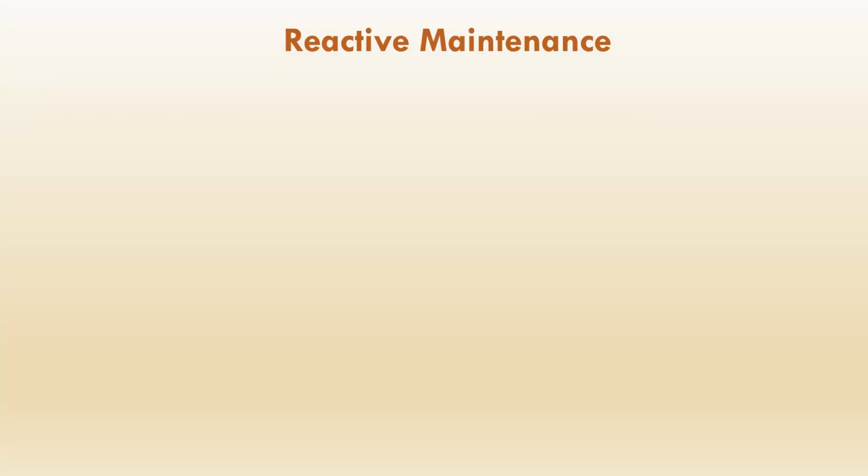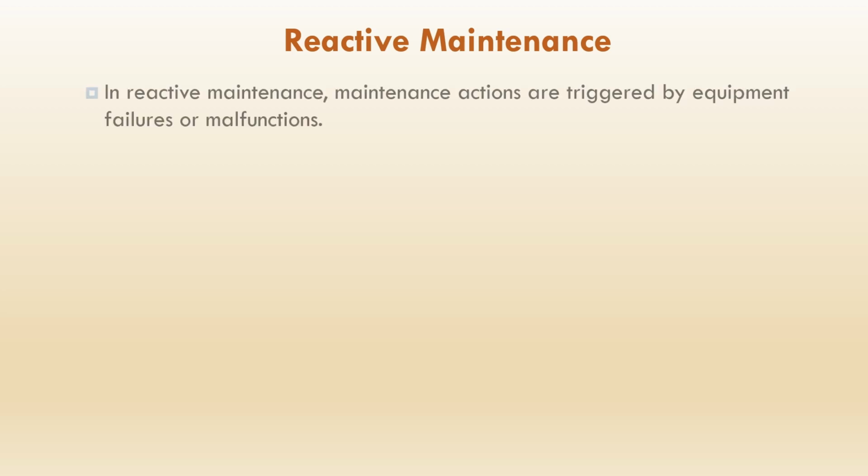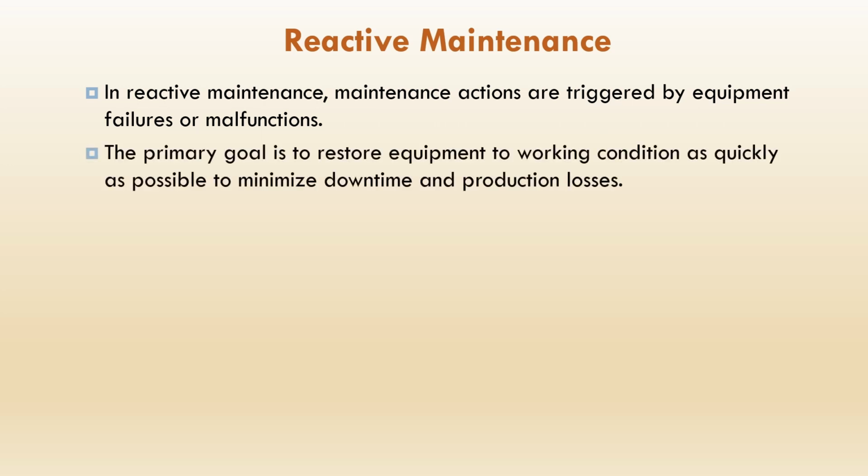Reactive maintenance, also known as breakdown maintenance or corrective maintenance or run to fail, is a strategy where maintenance activities are performed only when equipment fails or breaks down unexpectedly. In reactive maintenance, maintenance actions are triggered by equipment failures or malfunctions. The primary goal is to restore equipment to working condition as quickly as possible to minimize downtime and production losses.